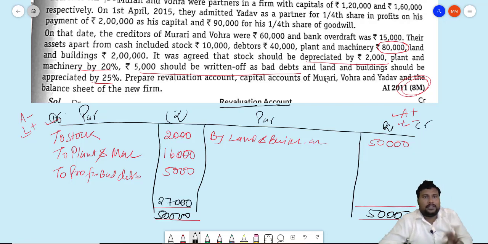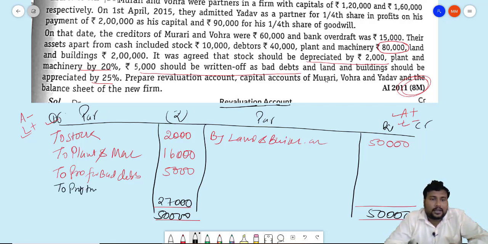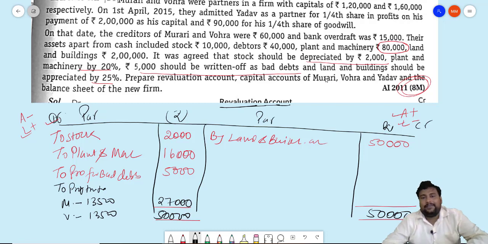Now this 27,000 will be divided in which ratio? Is any ratio of Murli and Vora given? No. So when the ratio of Murli and Vora is not given, the profit will be divided in equal ratio. So the profit is transferred in equal ratio to Murli and Vora. 27,000 half of it is 13,500. 27,000 divided in equal ratio is 13,500, and 13,500 will be recorded on the Murli and Vora side.